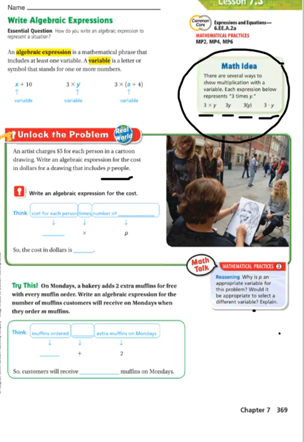Think cost for each person, which is 5. And we're going to multiply because we're figuring out what the cost would be for a certain number of people. So the cost in dollars is 5p. Kind of looks like 5p. That is 5p.